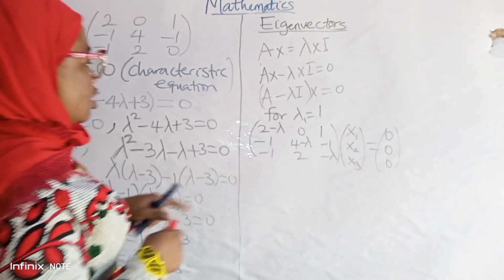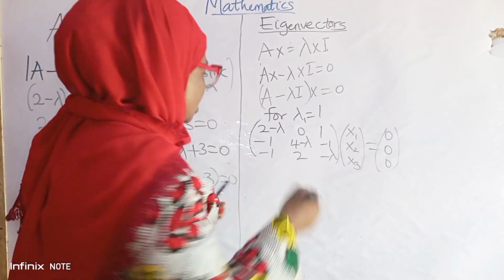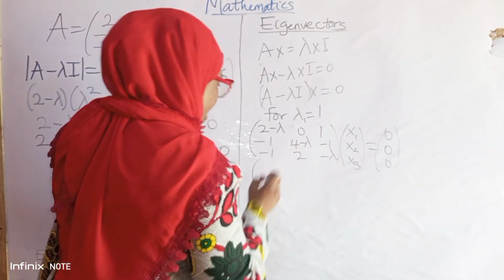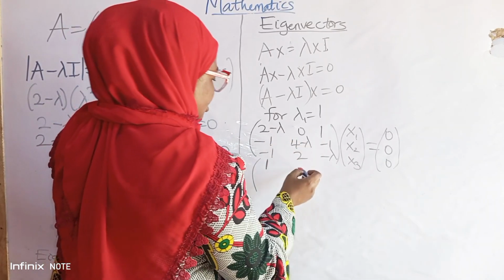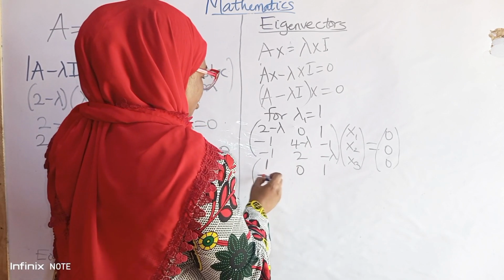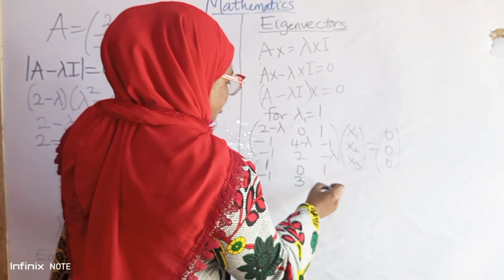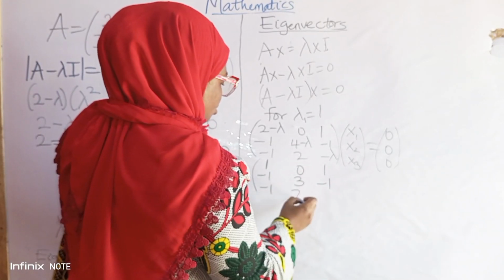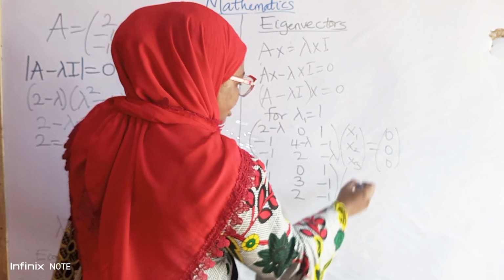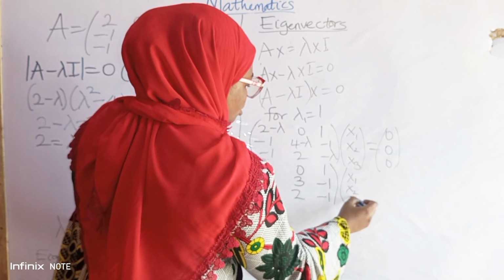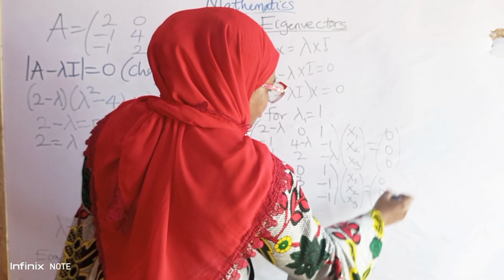So from here, what is the value of our lambda? The value of lambda is 1. So let's substitute the value. I have 2 minus 1, that is 1. Then 0, 1. Minus 1, 4 minus 1, that is 3. Then minus 1. Minus 1, 2, then minus lambda, that is minus 1. Then multiply by x1, x2, x3 equals 0, 0, 0.